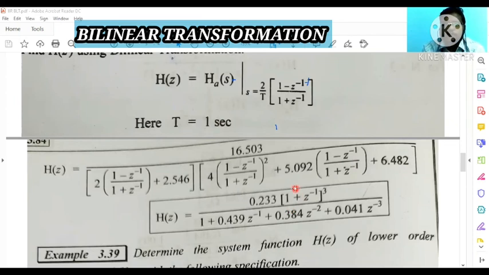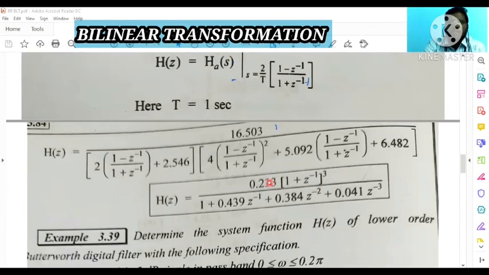Okay, so you just take the LCM and you will get the denominator by denominator. So the last denominator comes into the numerator part, and the remaining portion is kept as the denominator portion. Am I clear? So you just simplify this result. Because of the time consumption, I show you the direct result. So H of z equal to 0.233.